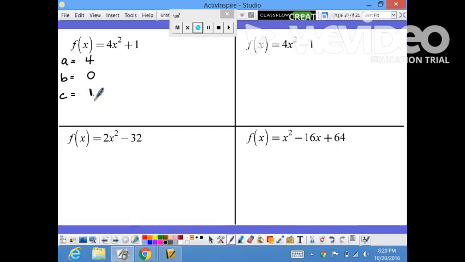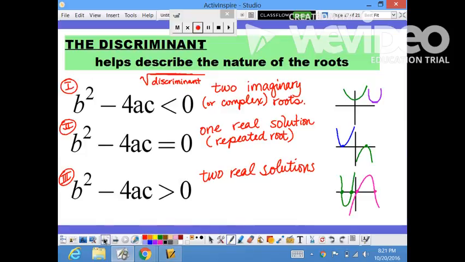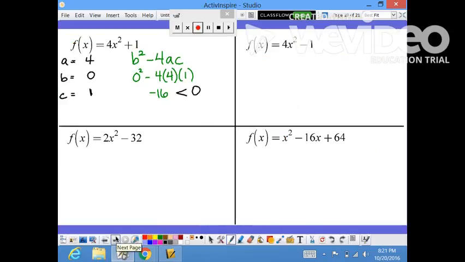Using the discriminant, b squared minus 4ac, we're going to plug in. b is 0, so 0 squared minus 4 times 4 times 1. 4 times negative 4 is negative 16, and negative 16 times 1 is still negative 16. So our discriminant is negative 16, because it's less than 0. If we go back, that means we have case 1 going on here. That means you have two imaginary complex roots.